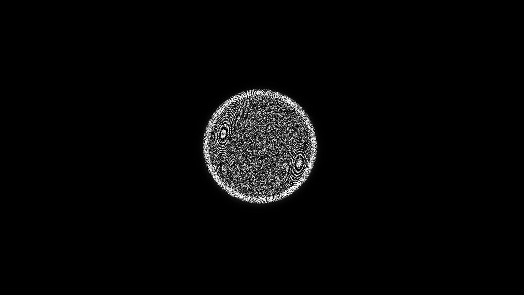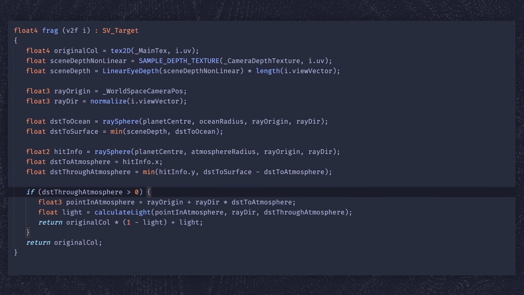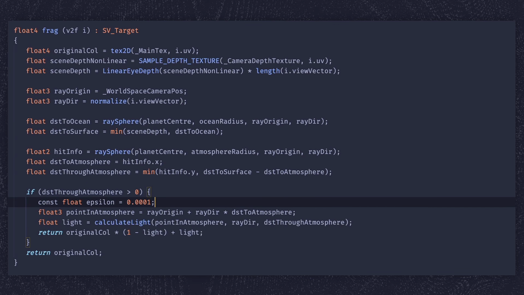I'm not sure why these patterns occur in the noise, but it seems to be caused by the ray sphere function struggling with precision issues when the given point is right on the surface of the sphere. So in the code, if I have some tiny value and add it to the starting point and subtract it from the ray length, then the noise disappears.